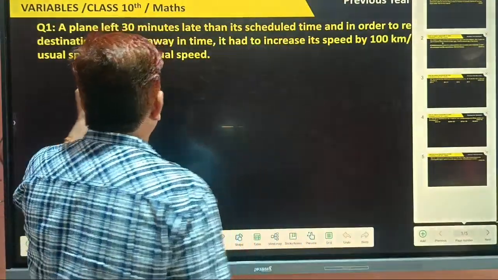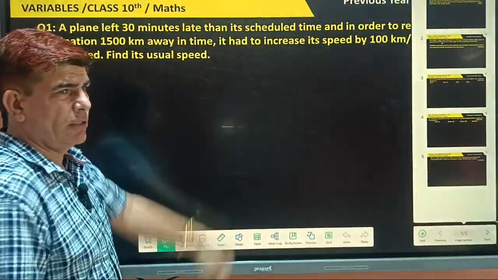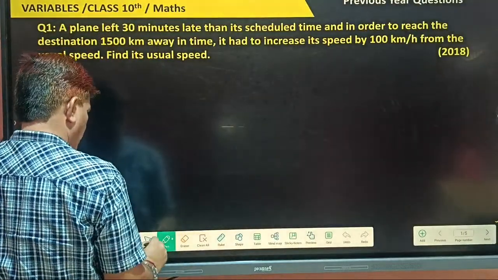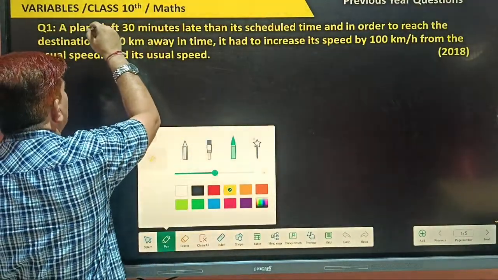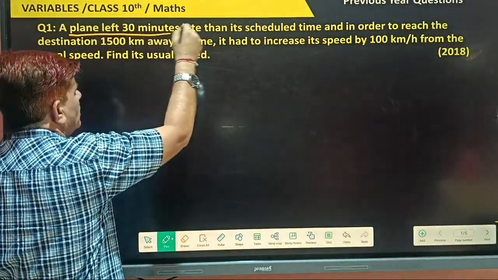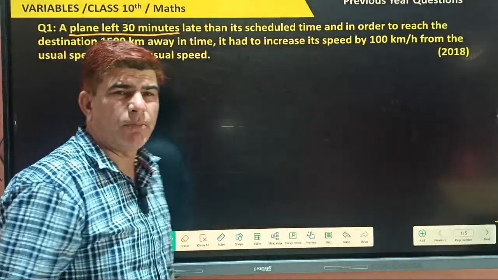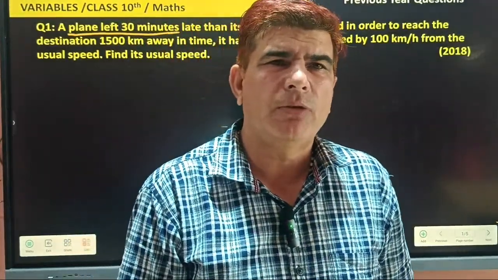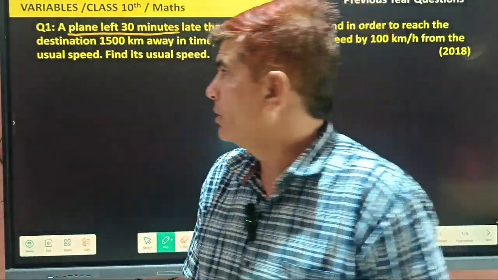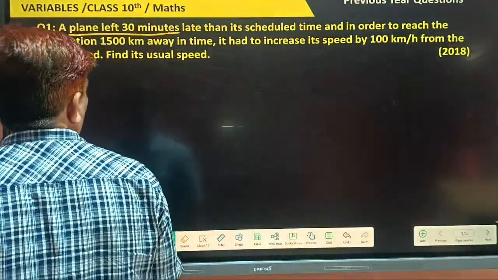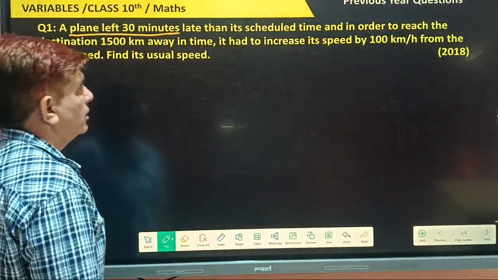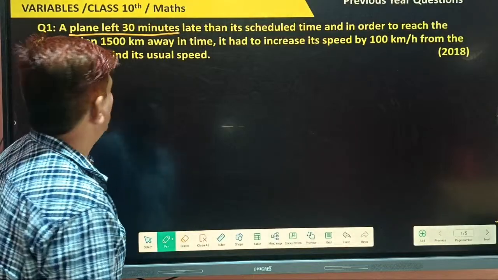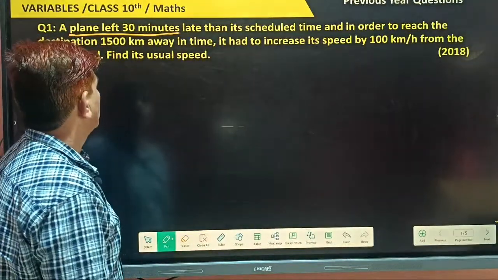It's given a plane left 30 minutes late. So how many minutes late? 30 minutes. So here is a situation. What type of situation? First we have to prepare a pair of linear equations in two variables, and then we have to find out its solution. So let a plane leave 30 minutes late, then its scheduled time in order to reach the destination.